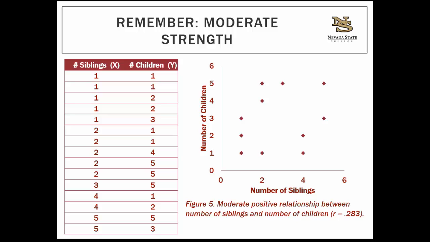So remember this moderate relationship between the number of siblings and the number of children. The relationship is around 0.283. It's positive. You can remember moderate strength. You can see it's positive, but the data points are still pretty spread out.